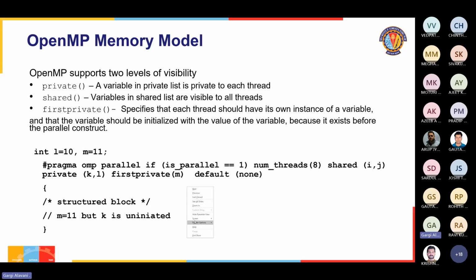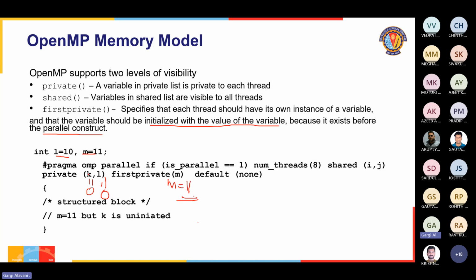So L is 10, M is 11. The value of M here is 11 for each thread when it begins. The private variables K and L both are private and will be equal to 0, but M here will have the value of 11. This specifies that each element will have a variable, and that variable should be initialized with the value of the variable which exists before the parallel construct.